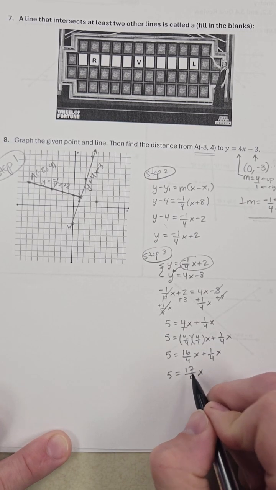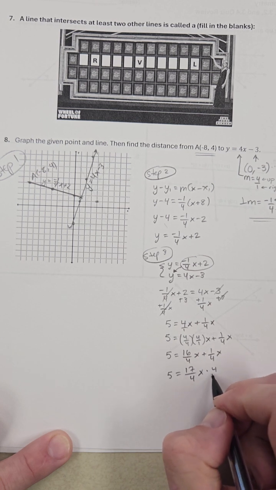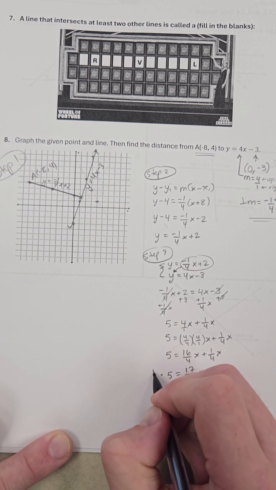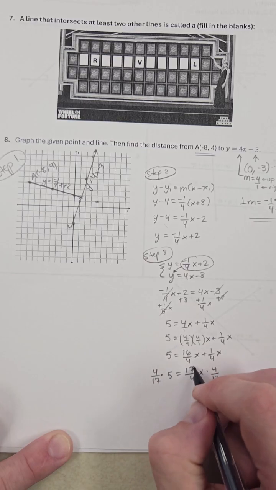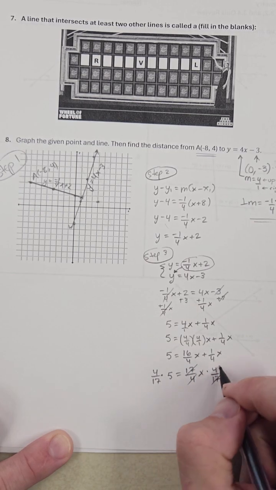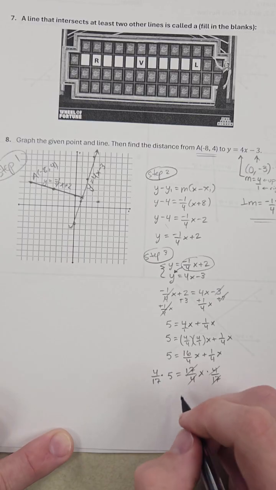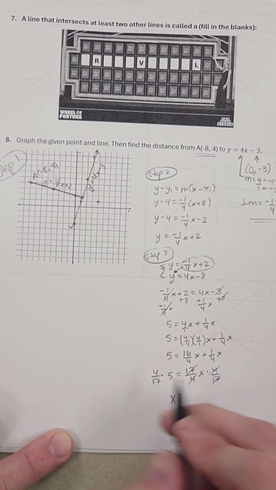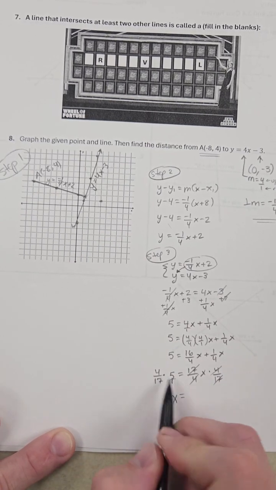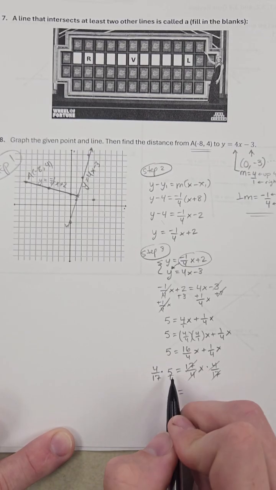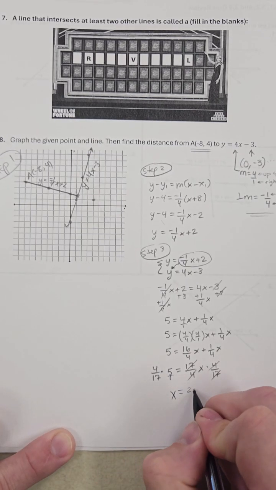And once again, to get this fraction to the other side, multiply by the reciprocal, 4/17. The 17 over 17 cancel, the 4 over 4 cancel. So now x is by itself. So x equals, remember this is 5 or 5 over 1. You multiply straight across with fractions, so that's 20/17.